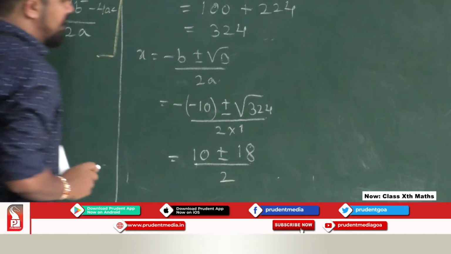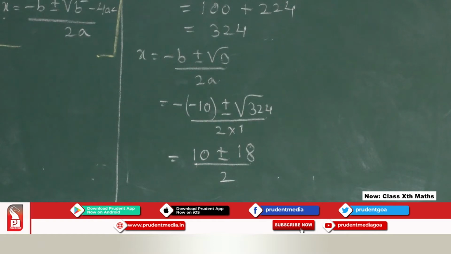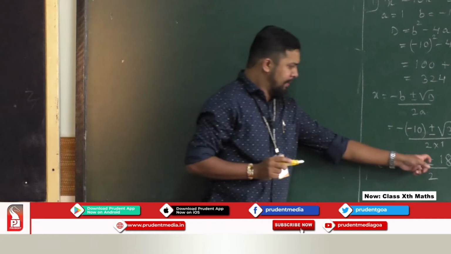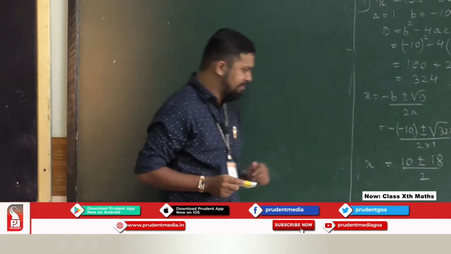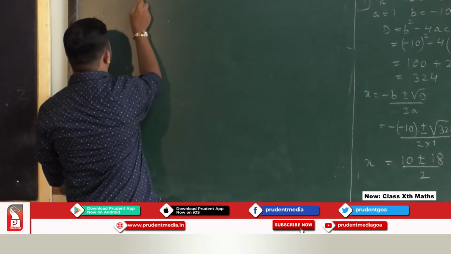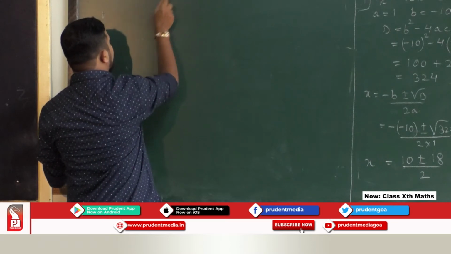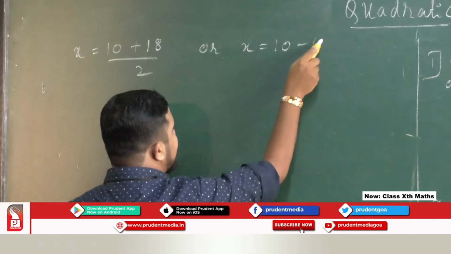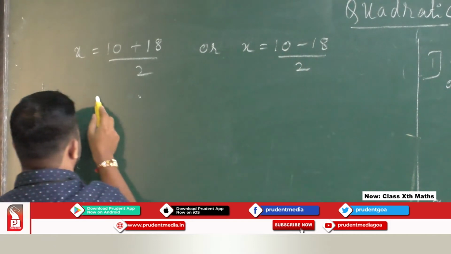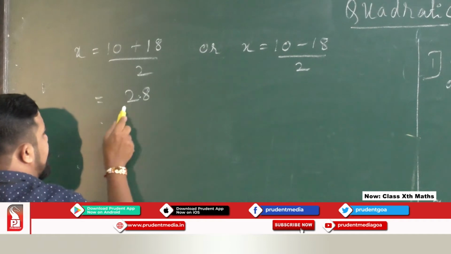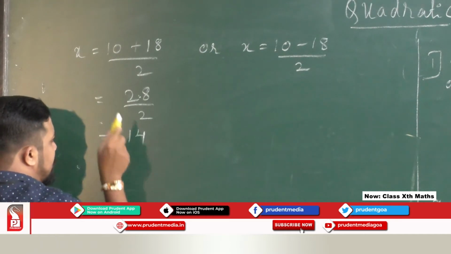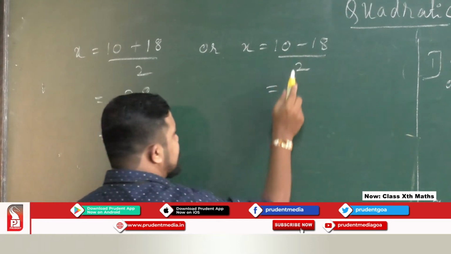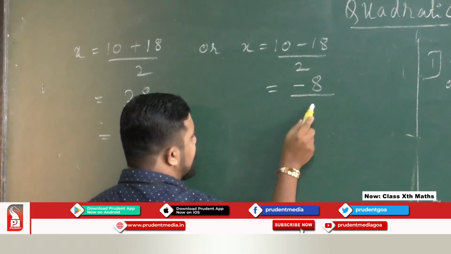2 ones are 2. So now next, since there is plus and minus 18, I have to write 2 times there. So first x equal to 10 plus 18 by 2, or x equal to 10 minus 18 by 2. So 10 plus 18, 28 by 2, which is 14. 10 minus 18. So 18 minus 10 is 8. Sign of the bigger number, negative, minus 8.